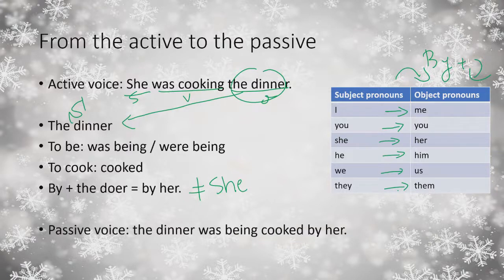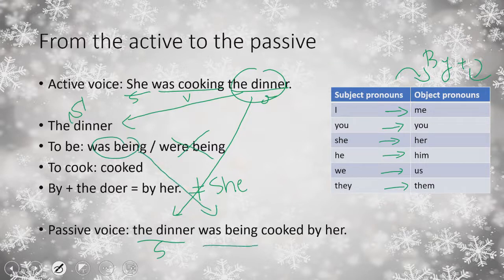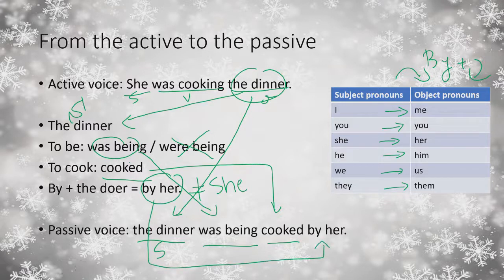Now, the active sentence will be like this in the passive sentence. The dinner was being cooked by her. We say the dinner was being, not were being, because the dinner, we can substitute it by it. We say it was being cooked, not it were. Okay, the dinner was being cooked by her. If we don't want to mention the doer, we can say just the dinner was being cooked, and we put a period here.